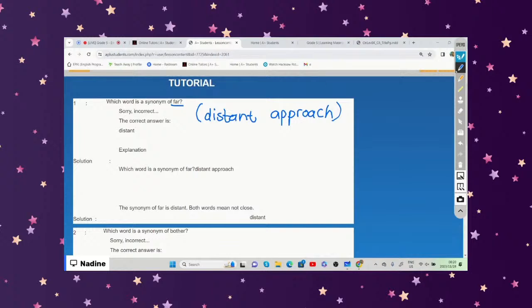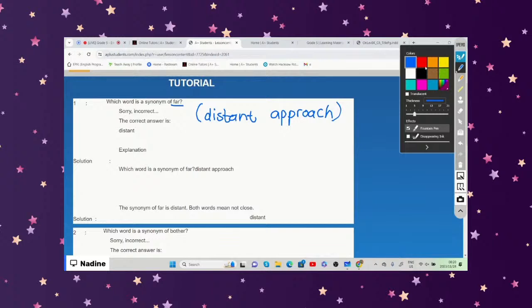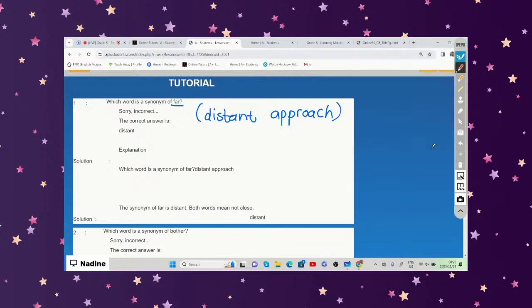And if we find the word that is similar or the same as far, then we can say something is in the distance. It is far. It's distant, not approach. So distant is the same as far.